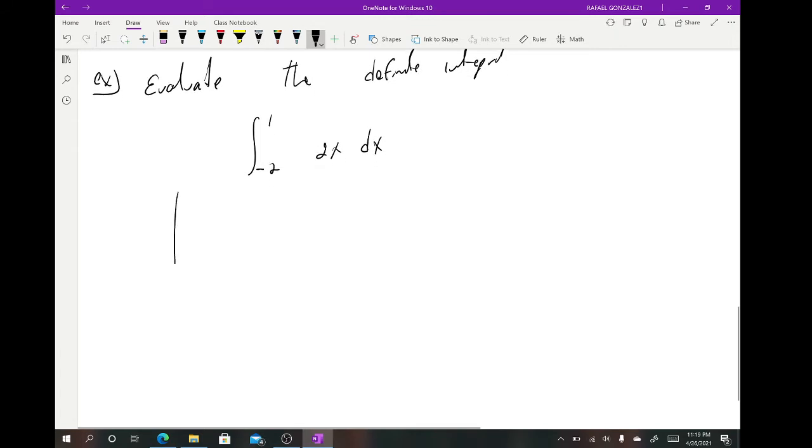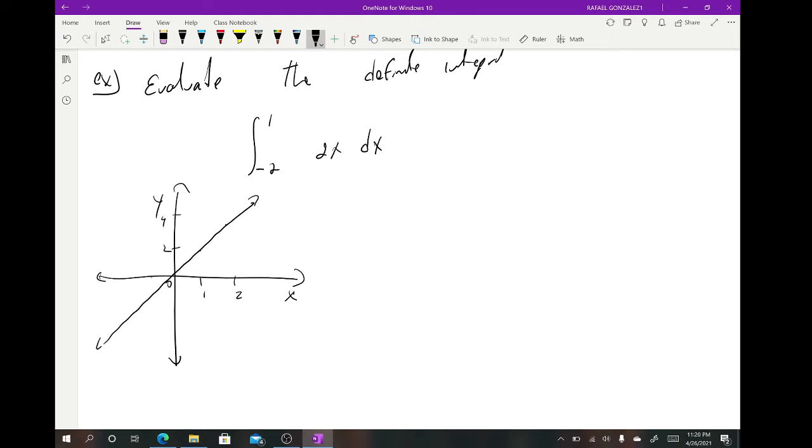Now, 2x, if we graph it, it's just the equation of a line and goes up from left to right. Right? We have 0 here. At x equals 1, we have 2. At x equals 2, we have 4. And so on. At negative 1, we have negative 2.